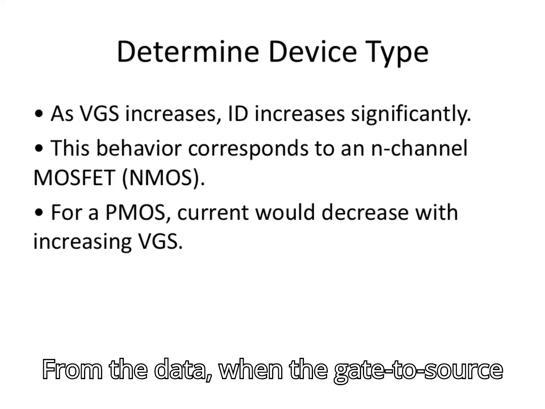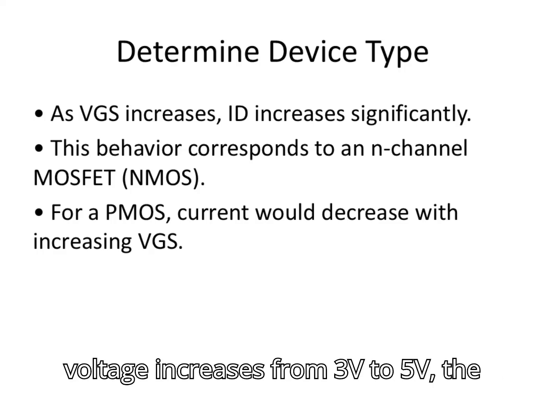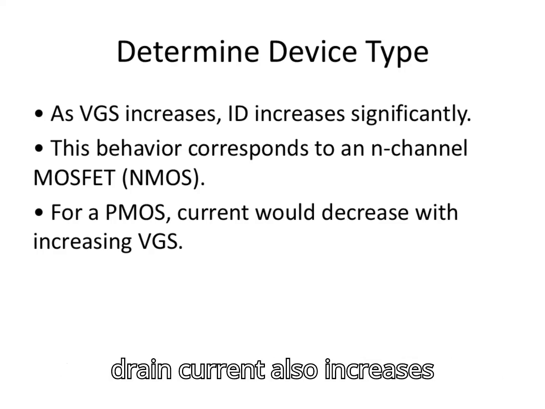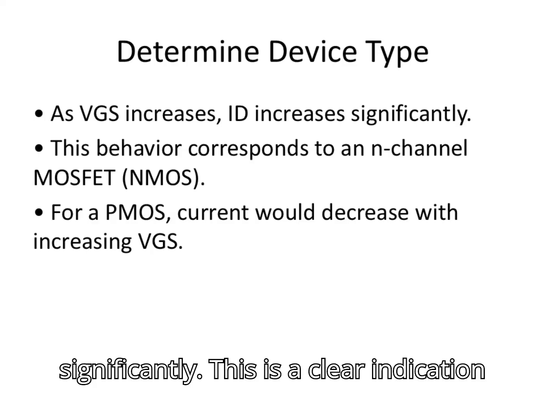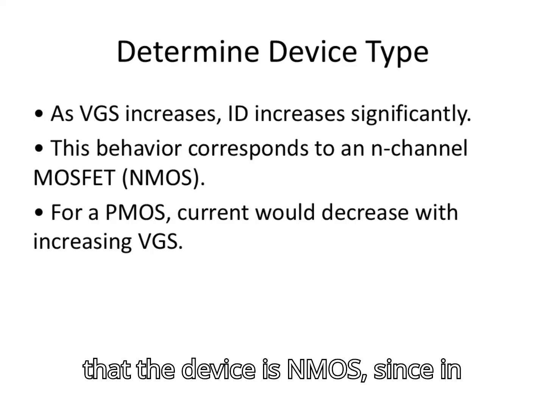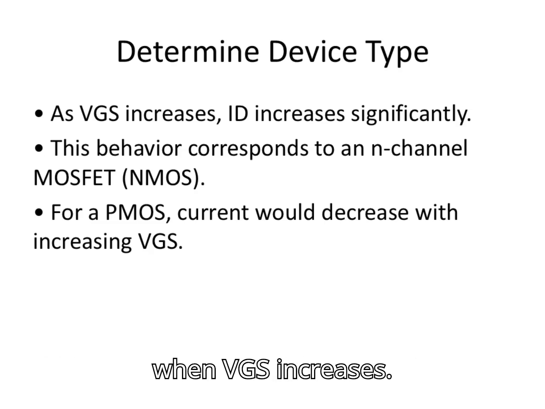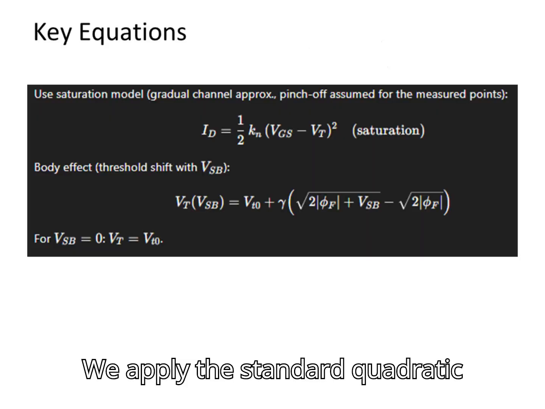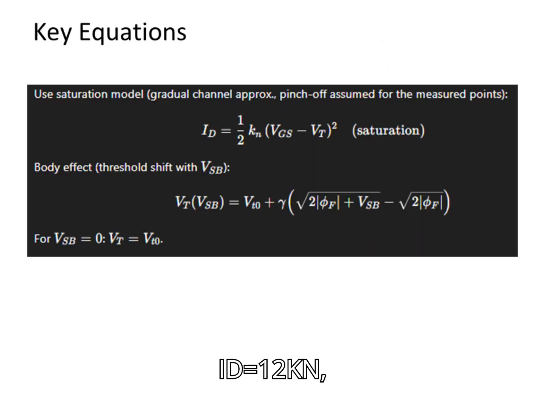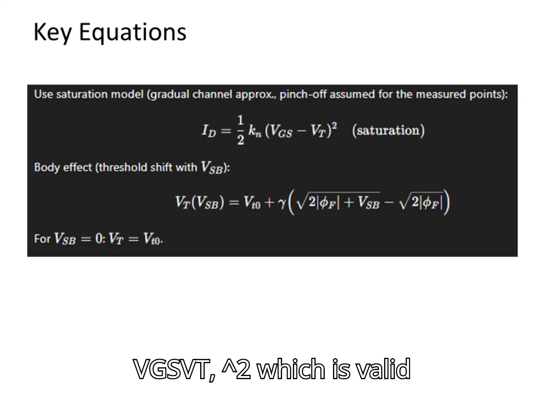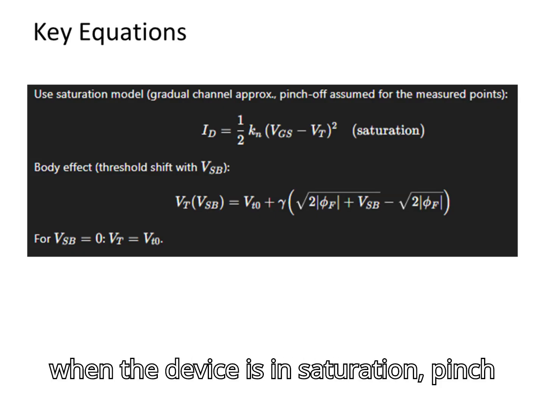From the data, when the gate-to-source voltage increases from 3 V to 5 V, the drain current also increases significantly. This is a clear indication that the device is NMOS, since in PMOS devices the drain current decreases when VGS increases. We apply the standard quadratic saturation model ID equals 1/2 Kn (VGS minus Vt) squared, which is valid when the device is in saturation, pinch-off.